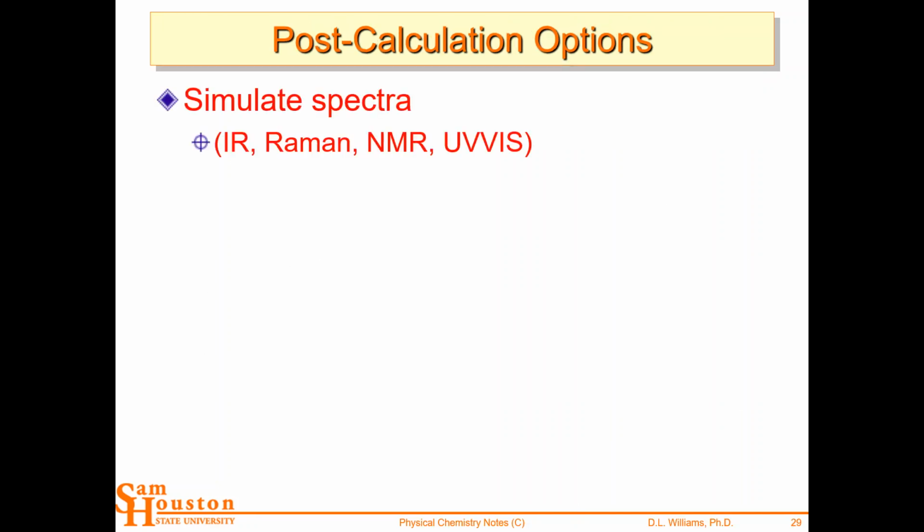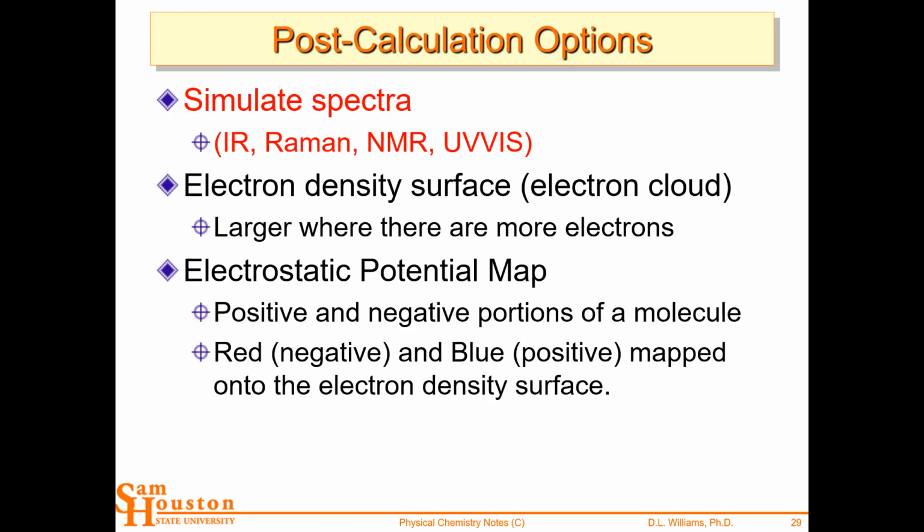So then the post-calculation options, we can simulate spectra, IR Raman, NMR, UV-Vis. We can do these electron density clouds and electrostatic potential maps. So let's work on interpreting some of these things.